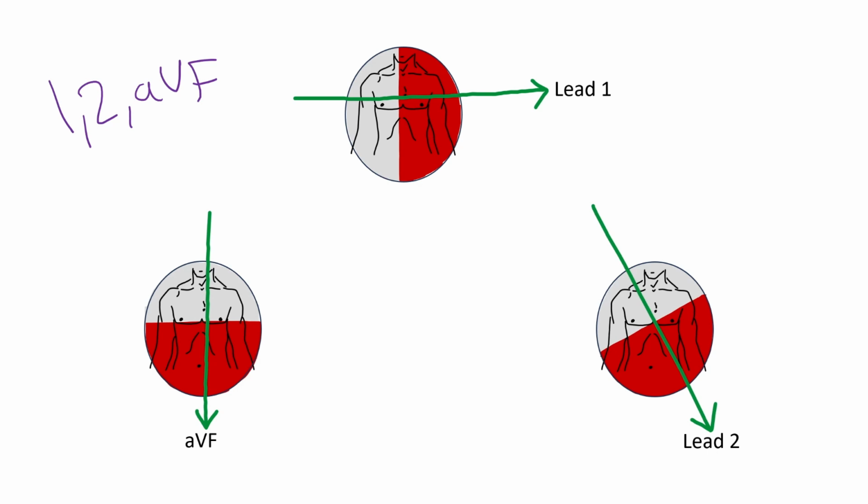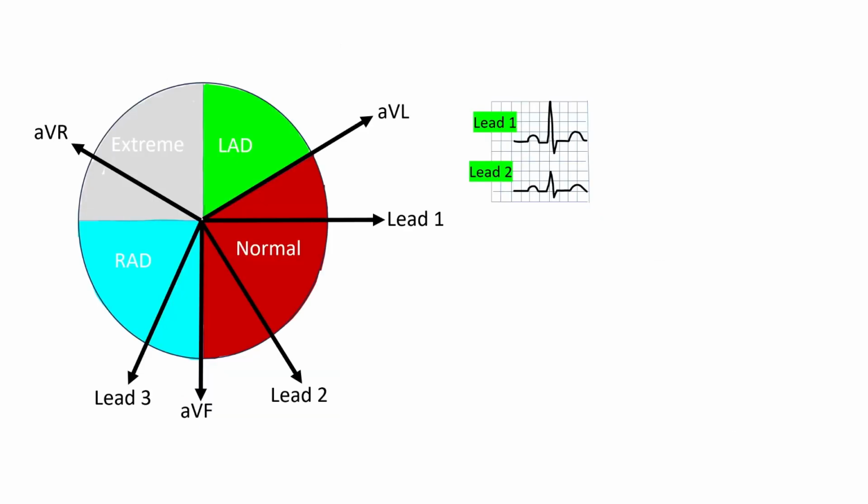Now one thing you have to remember is if that lead is positive, then the vector lies in the direction of that lead. So for example, if lead 1 looks like this, it is a positive deflection, so it lies in the red half. If it's negative, it lies in the opposite side, so it's in the grey half. Similarly in AVF, if it was a positive deflection, then it lies in the direction that AVF points to, so therefore it lies in the red side. If it's negative, it lies in the opposite side, which is the grey. This will all make sense once we do an example.